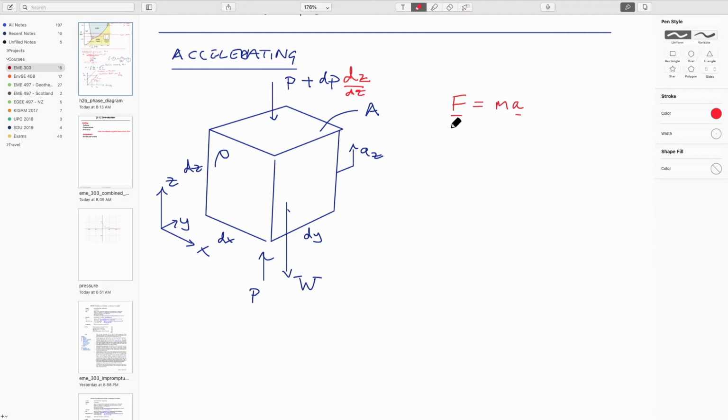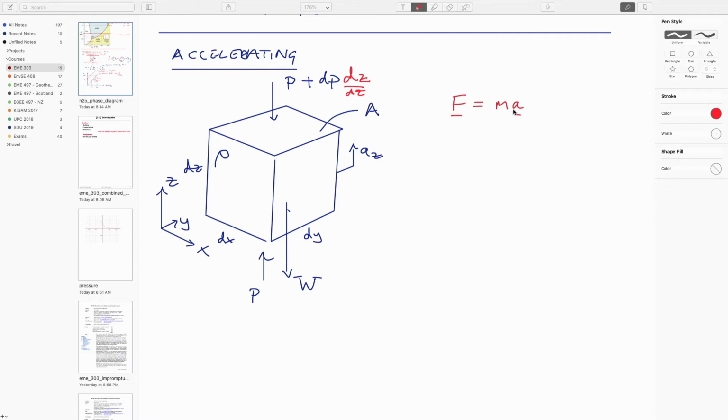Underlined because they're vectors. There are forces in x, y, and z we can resolve. There are accelerations in x, y, and z. Forces are positive in the coordinate directions. Accelerations are positive in the positive direction of the coordinates. And so we can define this. These would be three separate equations.